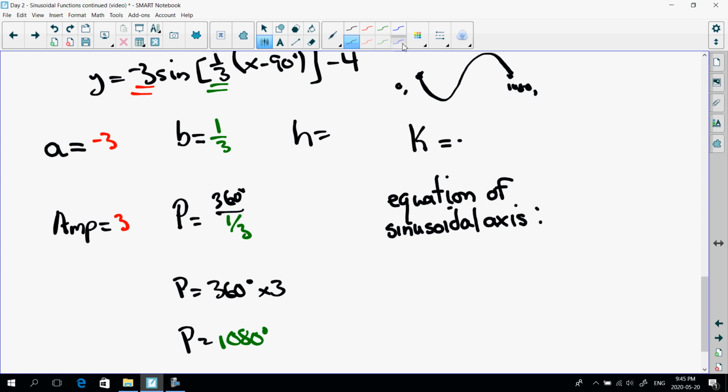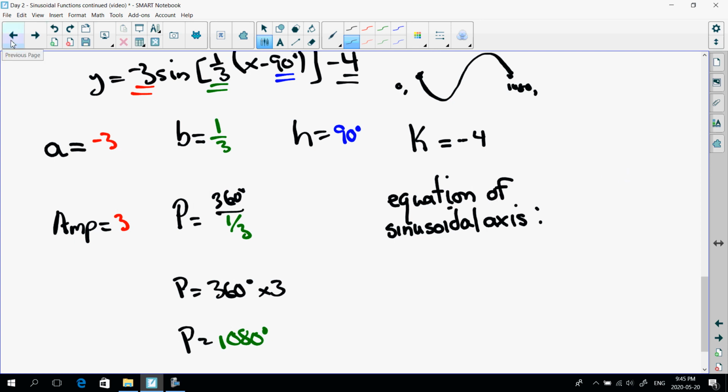The h value, a -90 in the brackets, +90 out. Remember, this is called the phase shift, or the horizontal translation, as we typically call it. -4 is my k value. That means I would translate 4 units down. So this would go 90 degrees to the right and 4 units down.